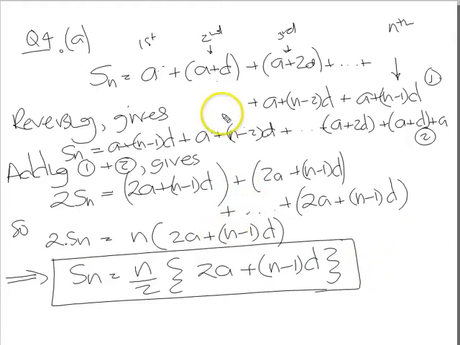Okay then, so that's 4A. Just a bit of bookwork. You should be able to go into an exam and rattle off something like that in double quick time. Good. Let's go on to the next one.